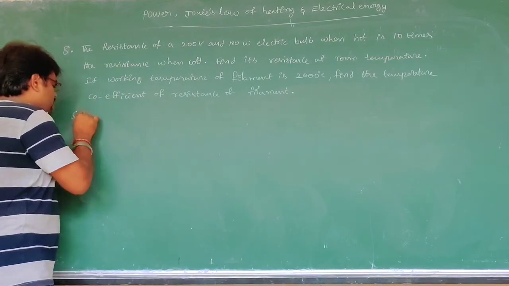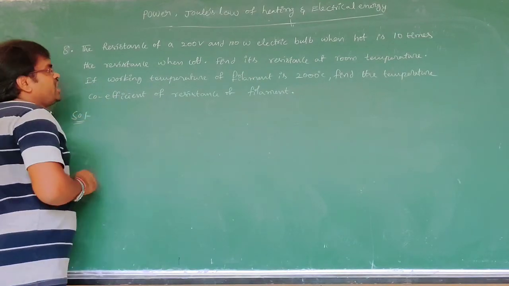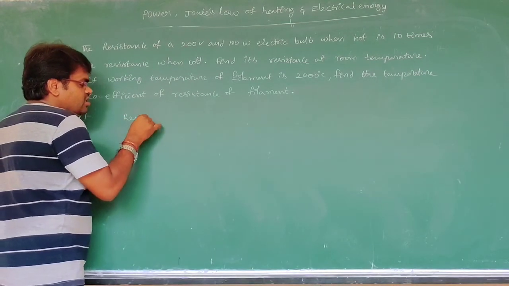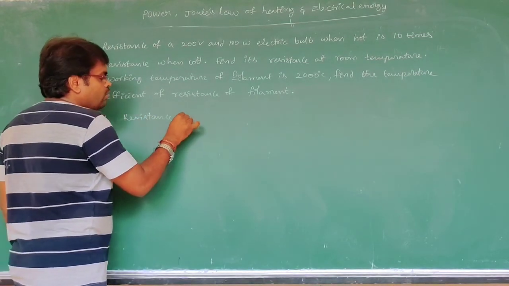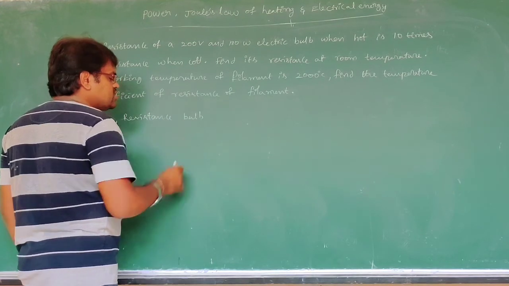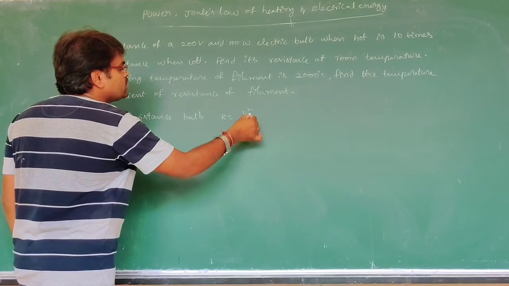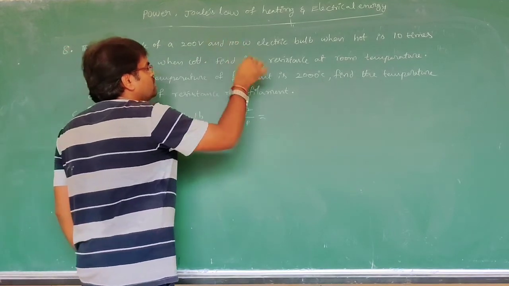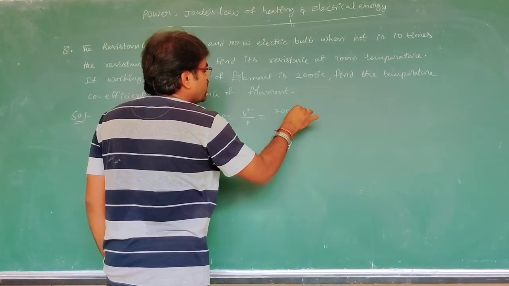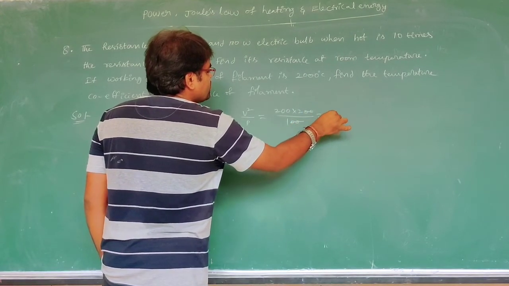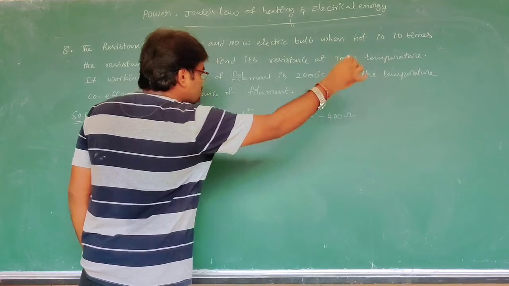Now here we are going to discuss the resistance of the bulb. What is the resistance of the bulb? R is equal to V square by P. What is V square? 200 into 200. What is P? 100. Then we get 400 ohms.